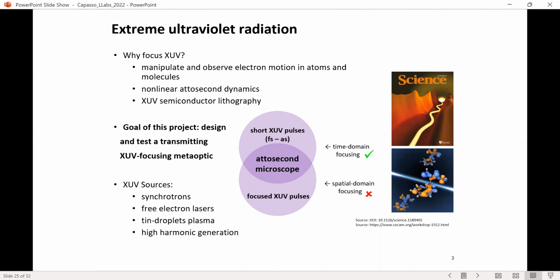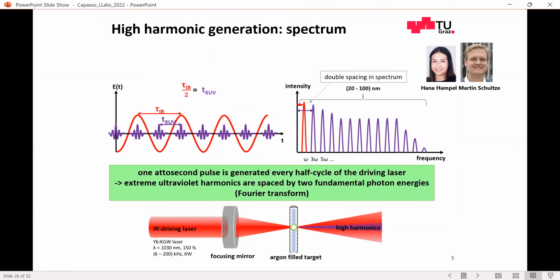So let me fast forward this. So basically, this is the principle of high harmonic generation. One attosecond pulse is generated every half cycle of the driving laser pulse, which is IR, in an argon-filled tube here, and you create high harmonics, harmonics of the incident frequency.